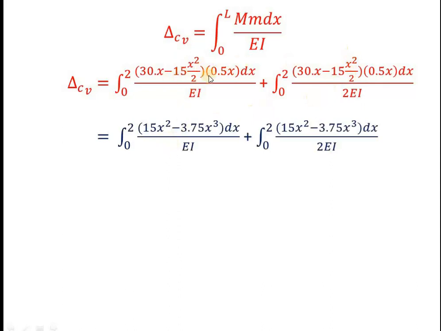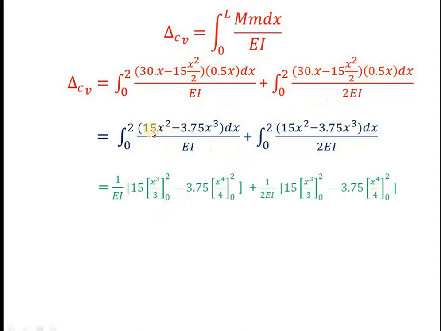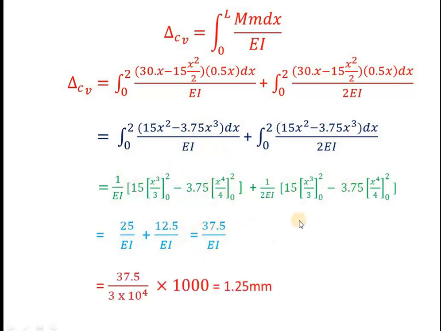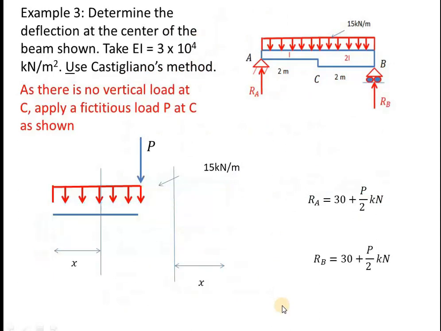Then if you simplify this, that's 30 into 0.5, 15 into x square, and this 15 by 2 into 0.5 will be 3.75 x square into x, x cube by 3. The same thing will come for this term. Then if you integrate, this is 15 into x cube by 3, this is 3.75 x to the power 4 by 4, putting the limits 0 to 2. Because these two terms are the same, this term will be the same as this one. If you simplify, this will come 25 by EI and this will come 12.5 by EI, which comes to a total of 37.5 divided by EI. If you substitute the value of EI, multiplying by 1000 to convert into mm, you will get 1.25 mm.